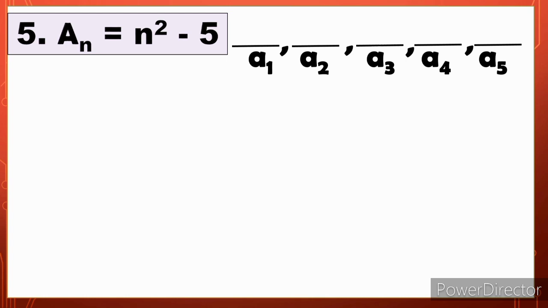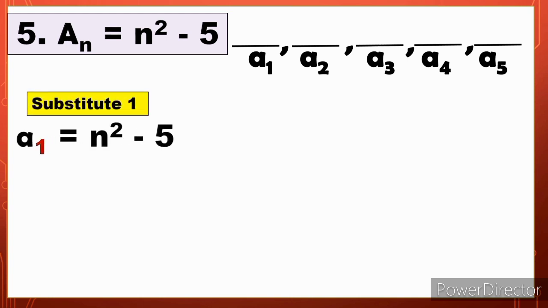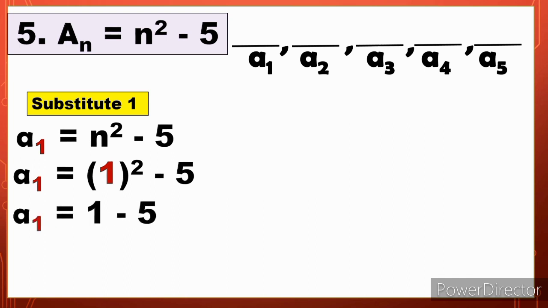Number 5 rule, a sub n equals n squared minus 5. Okay, para makuha ang first term, again, substitute natin ang 1. So, a sub 1 equals n squared minus 5. So, again, papalitan natin yung n ng 1. So, it becomes 1 squared minus 5. So, ang uunahin natin is yung may exponent. So, 1 squared is equal to 1. Then, a sub 1 equals 1 minus 5. 1 minus 5 equals negative 4. So, ang a sub 1 natin, ang first term natin ay negative 4.